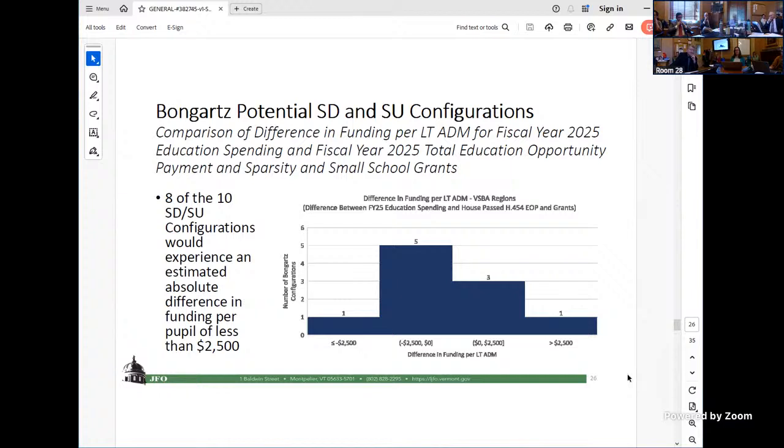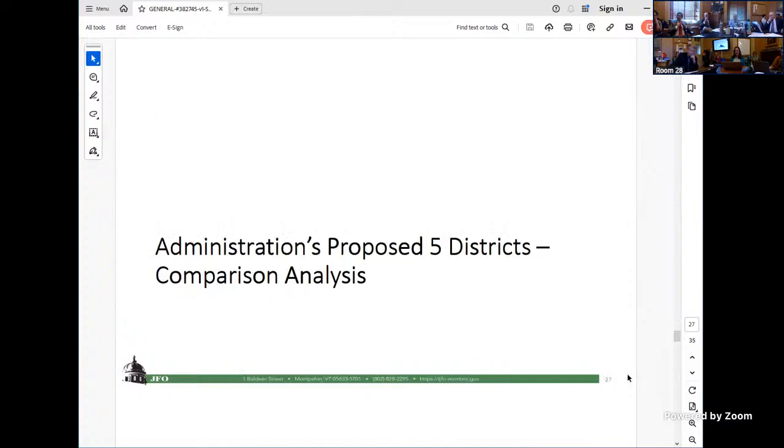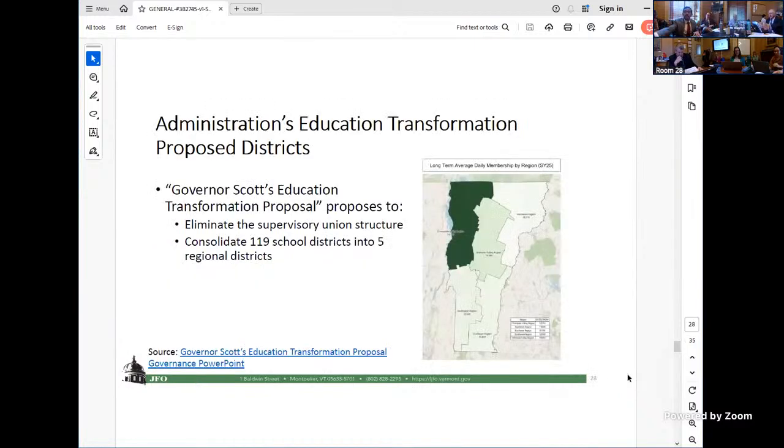Let's keep going. So we're on to this one, right? I believe so. So this was the last configuration I was asked to model, which was the 5 proposed districts by the administration. So you'll recall that the transformation proposal proposed to move to 5 regional districts.